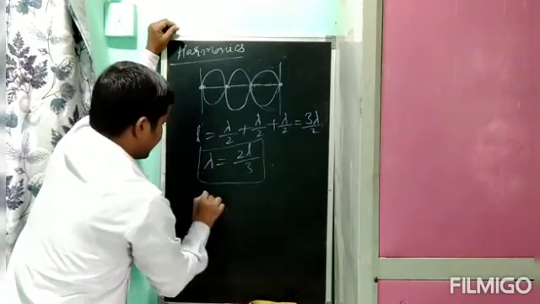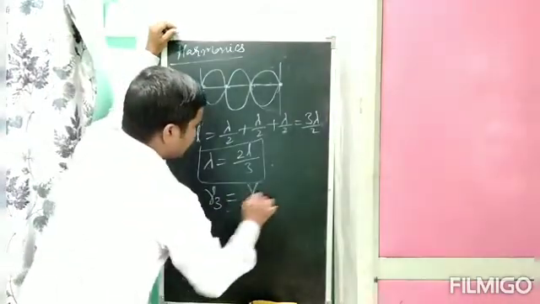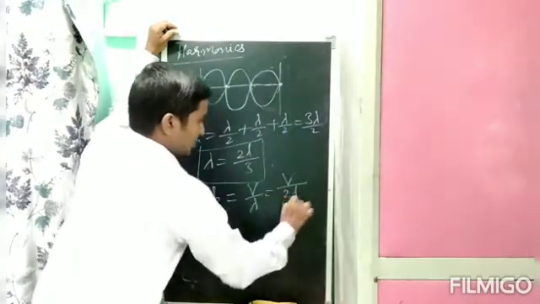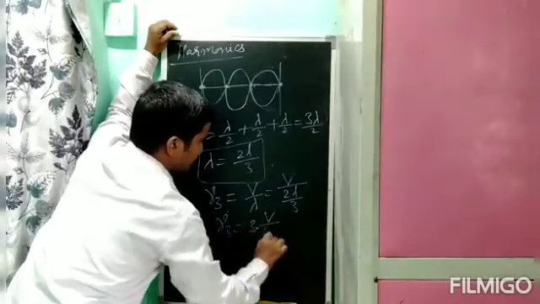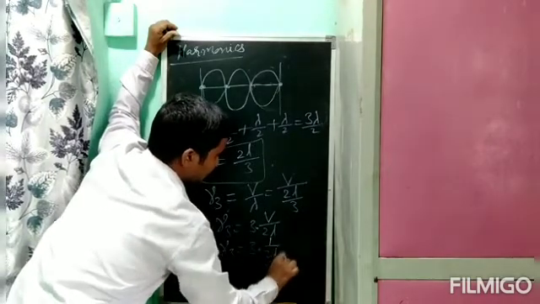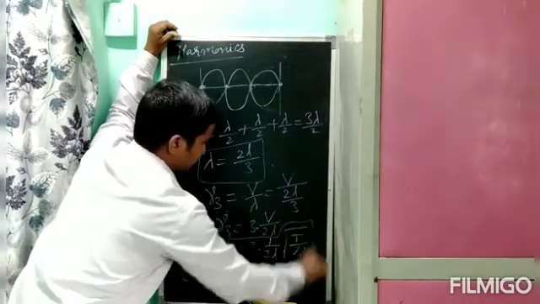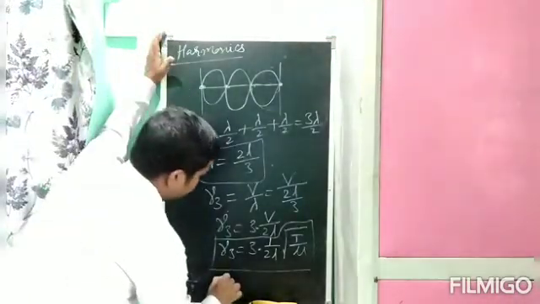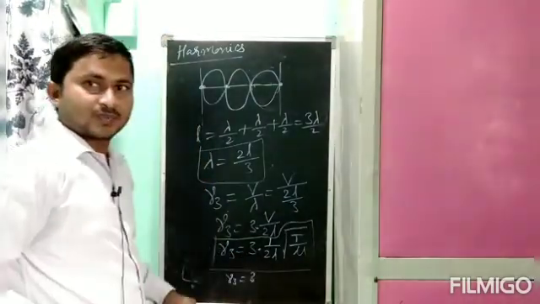The third harmonic frequency, the second overtone frequency, is given by nu 3 equals V by lambda, where lambda is 2L by 3. From that, nu 3 equals 3 into V by 2L, which is 3 into 1 by 2L into root of T by mu. This is the third harmonic frequency, like the second overtone frequency.